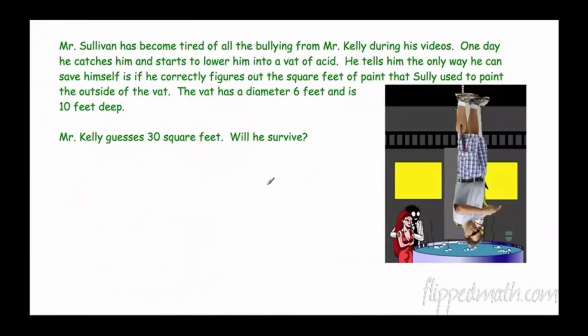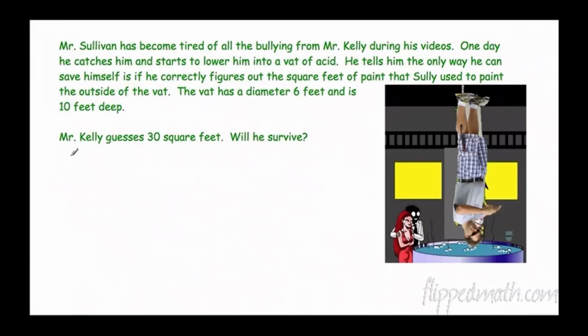Sullivan has become tired of all the bullying from Mr. Kelly during his videos. One day he catches him and starts lowering him to a vat of acid. He tells him the only way he can save himself is if he correctly figures out the square feet of paint Sully used to paint the outside of the vat. That has a diameter of 6 feet and is 10 feet deep. Kelly guesses 30 square feet. Will he survive? Let's take a look.